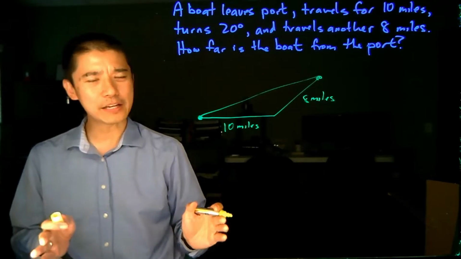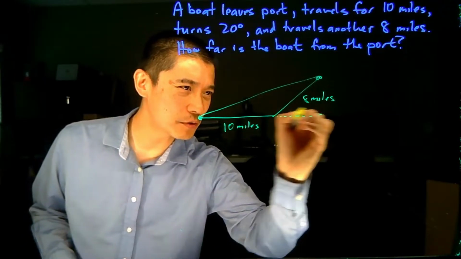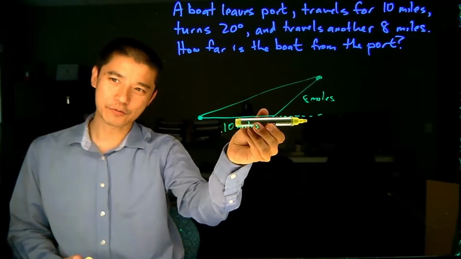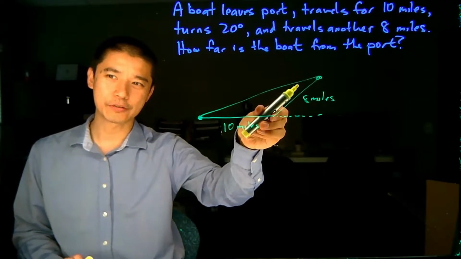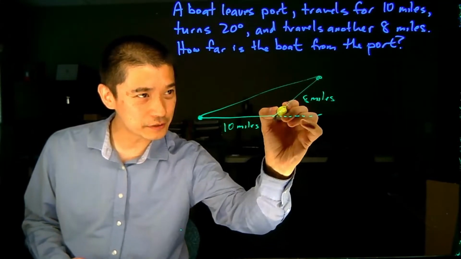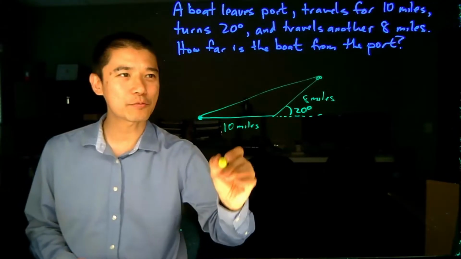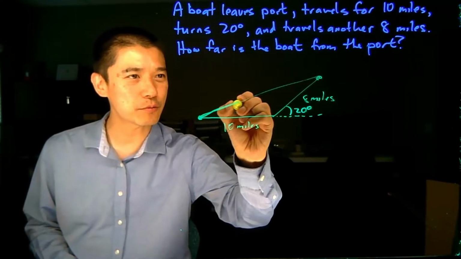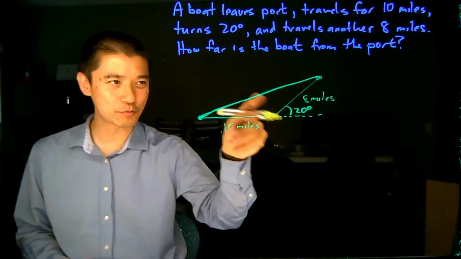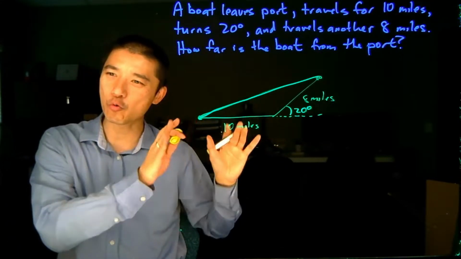Now, if you think about it, what's really happening? Well, this is the direction the boat was headed. So the boat's traveling this way, and it turns 20 degrees. The part that's 20 degrees is not this part in here, but rather that part right there. And this is the thing that throws students off when they actually try to work through this problem, is that they just throw in the 20 degrees at that vertex, but they don't really think about where it fits.